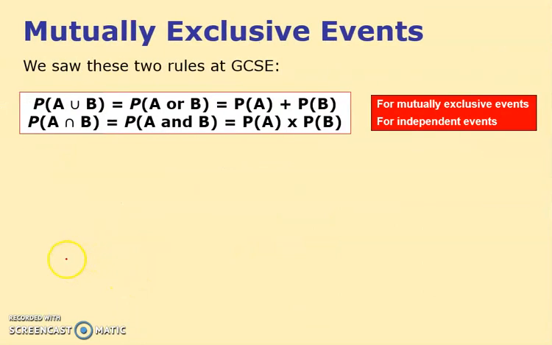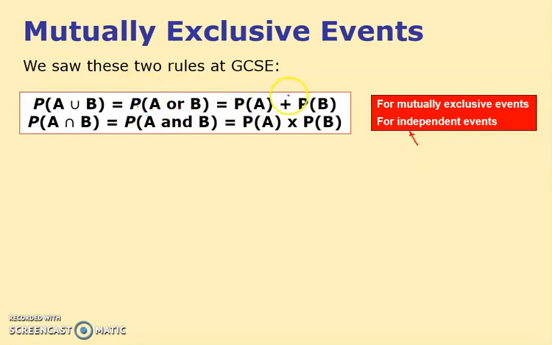Mutually exclusive events. These are 2 rules, again, that you should have seen at GCSE. And I'm also talking about independent events here by the looks of it. The 2 rules are basically this, and I shall use proper English if you prefer. Now, probability of A happening or B happening.